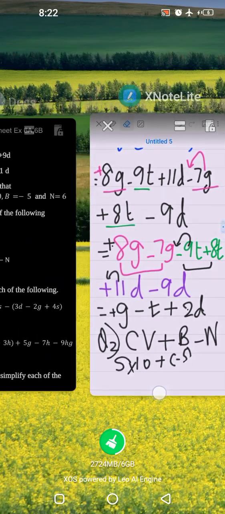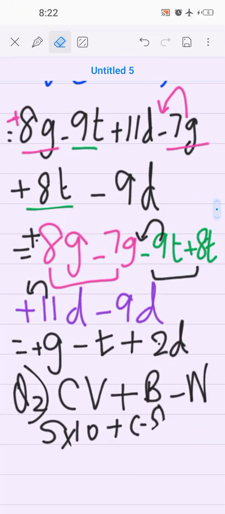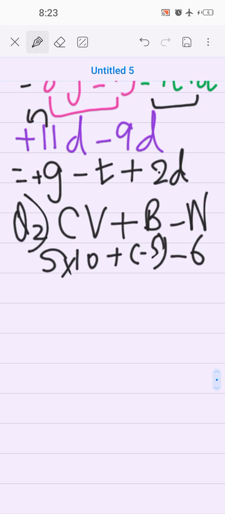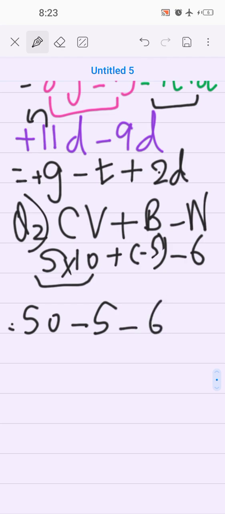And minus n: we have 6 here. So, BODMAS, BIMDAS, PEMDAS: 5 tens are 50 will multiply first. Plus negative 5 and minus 6. The left to right rule is supposed to be followed. Do not forget this in addition and subtraction. Towards the left side, it's 50 minus 5. That gives us 45 minus 6 as it is.